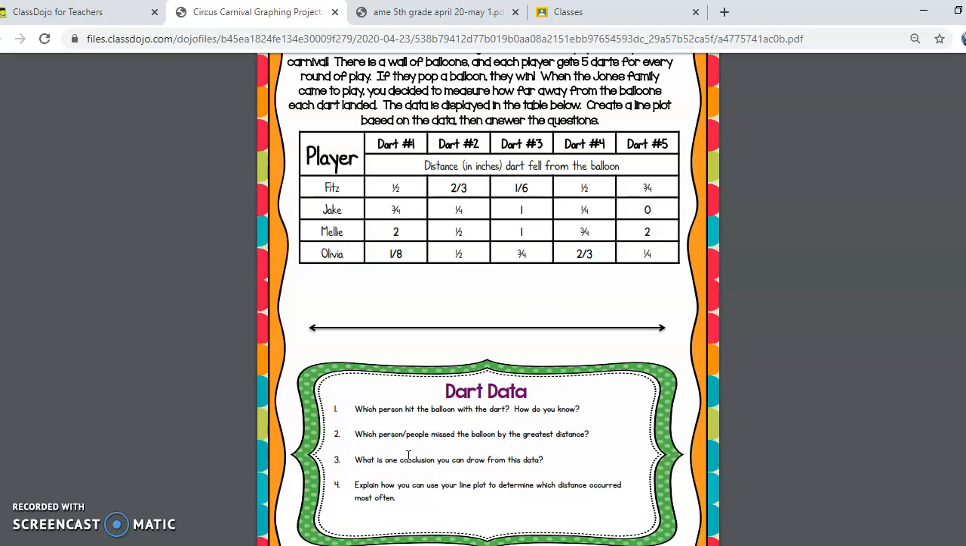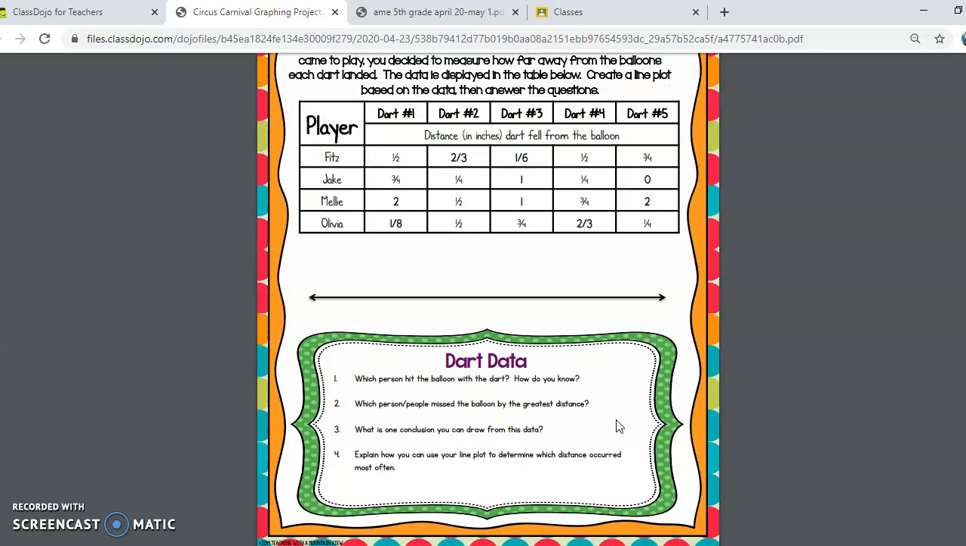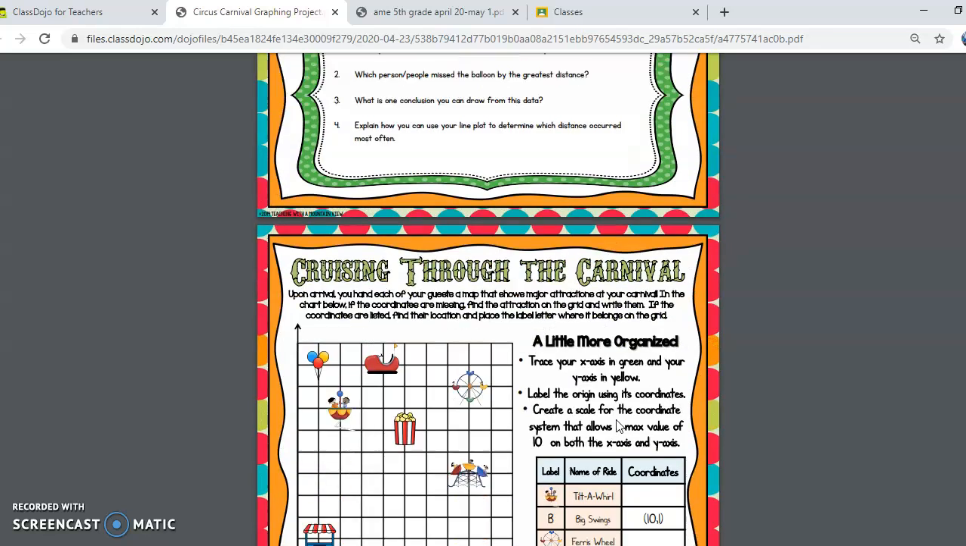Okay, so which person hit the balloon with a dart? How do you know? You'll have to look at this. Which person or people missed the balloon by the greatest distance? What's one conclusion you can draw from the data? And explain how you use your line plot to determine which distance occurred.